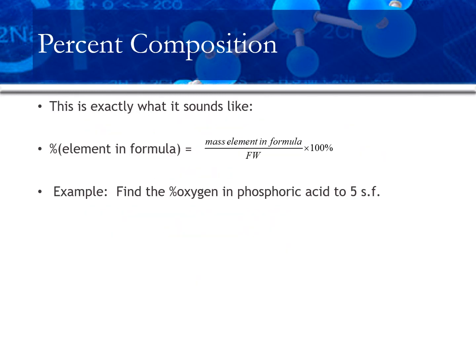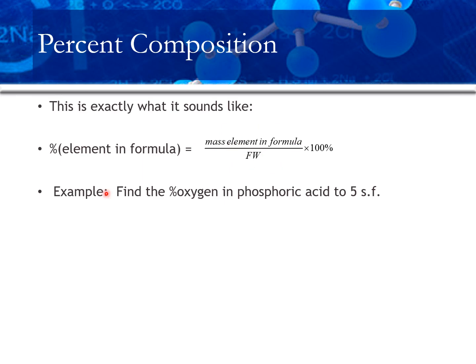One last thing that we want to talk about in this section is calculating the percent composition from a formula. And as I say on this slide, this is exactly what it sounds like. Just an application of the common idea of percentages to formulas. So the percent of an element in a formula, you just take the mass of the element in the formula, divide it by the total mass of the formula, and multiply it by 100% to convert it to a percentage.